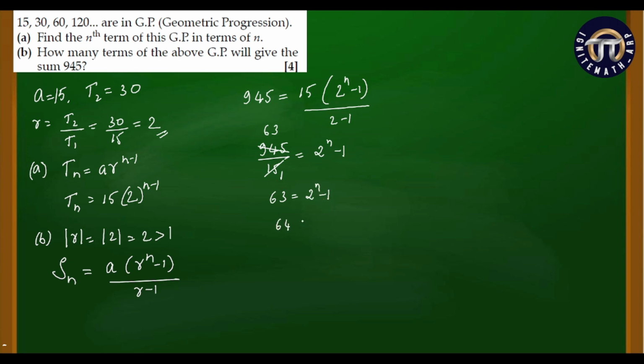So I can write 64 is equal to 2 to the power of n. So 64 is what, children? 2 to the power of 6 is equal to 2 to the power of n. So therefore n is equal to 6. So the required number of terms is equal to 6. Is that clear, children? I hope so. It is clear enough.